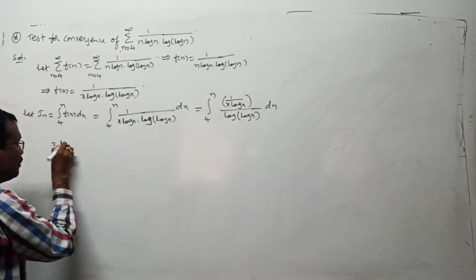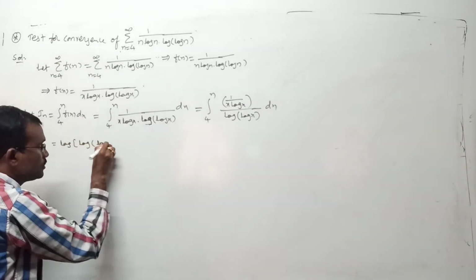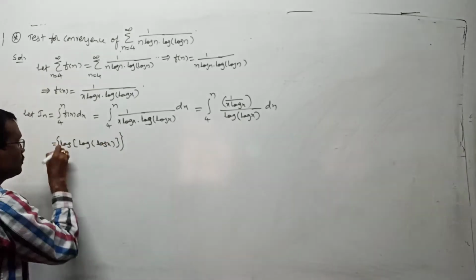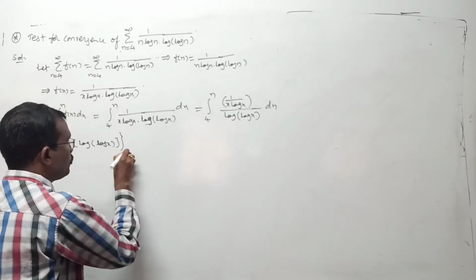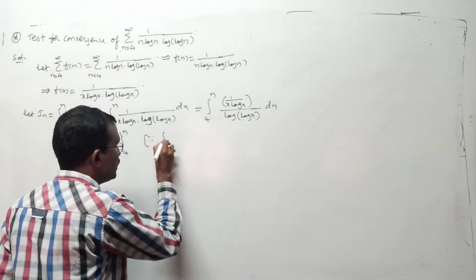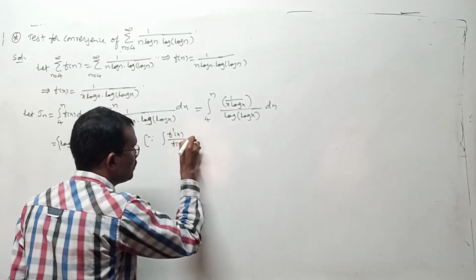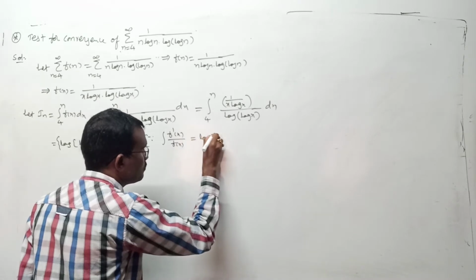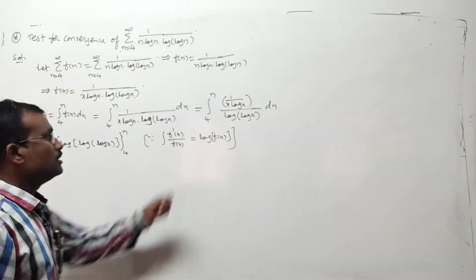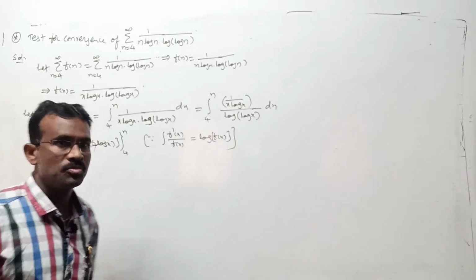It is log of log x within the limits 4 to n. The clear reason I am writing this is, since integral f dash x by f of x is what? Log f of x. This formula we take in, right? This is f of x, but the differentiation of this is this, so the integral of this is log of this, right?